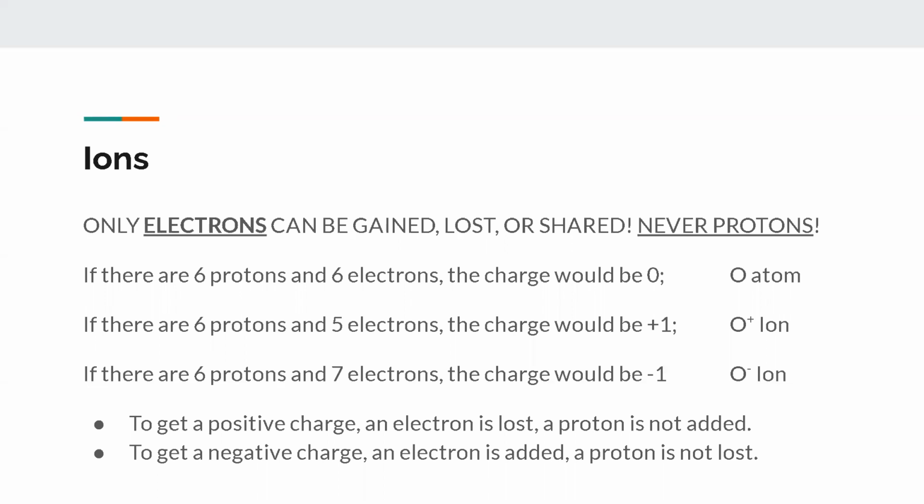Also, only electrons can be gained, lost, or shared, but never protons. Protons are in the nucleus, so they stay there. But electrons are always the ones moving around because they participate in bonding. So to get a positive charge, an electron is lost, and to get a negative charge, an electron is added. Protons just never participate in this.